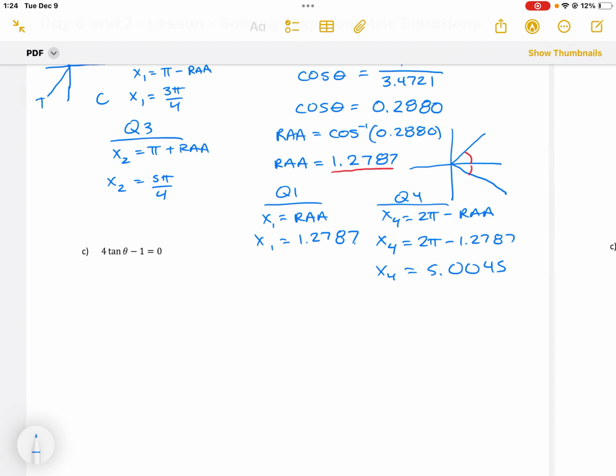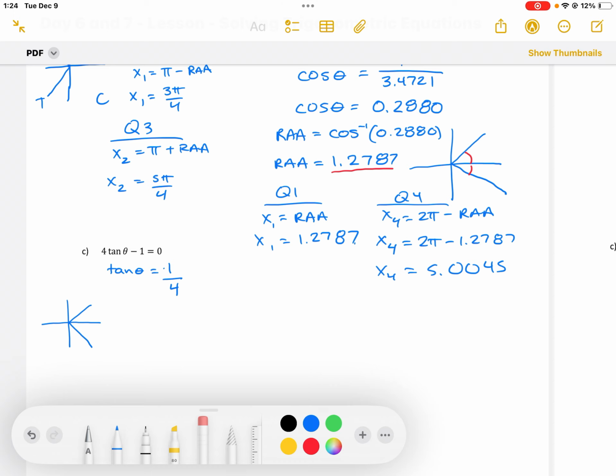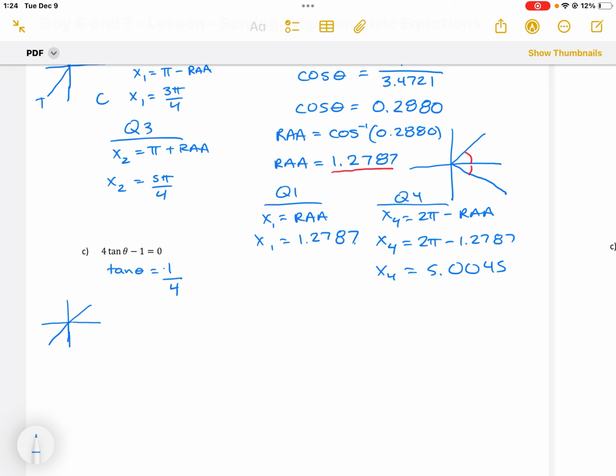My next example, I have to do some rearranging first. So I'm going to isolate tan theta by moving 1 over to the right-hand side and dividing by 4. Then I'm going to figure out where my solutions are. Tan is positive, so I'm going to have a solution in the first quadrant or in the second quadrant, not the fourth quadrant. Oh, third quadrant. First and third for positive tan.